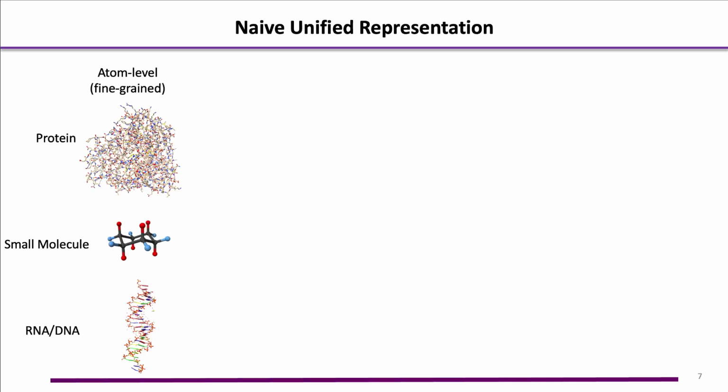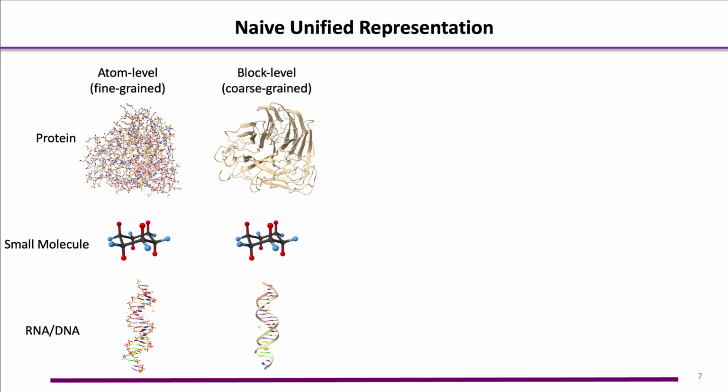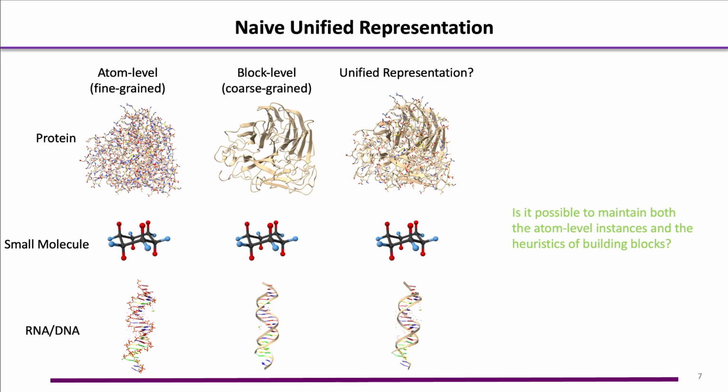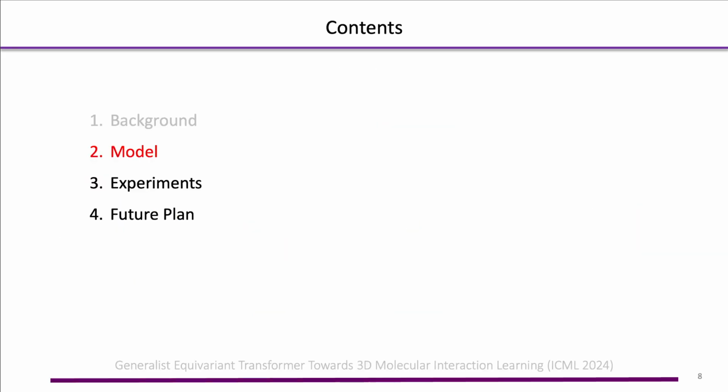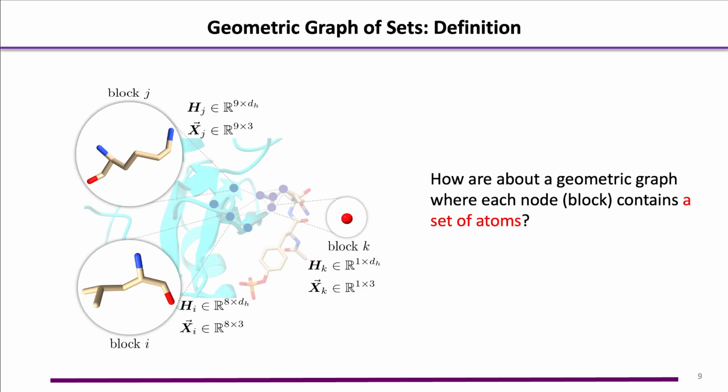Intuitively, we can use atomic graphs. However, this makes some large biomolecules too complicated, for example, the proteins. And it also discards the heuristics of the building blocks, or in other words, the inductive bias of different molecular types. If we purely treat each building block as one node in the 3D graph, it lacks atomic information. So is it possible to maintain both the atom level instances and the heuristics of building blocks? We actually propose a unified representation and a corresponding model to process it in the paper.